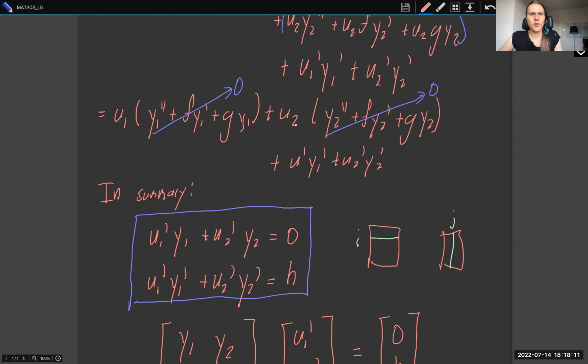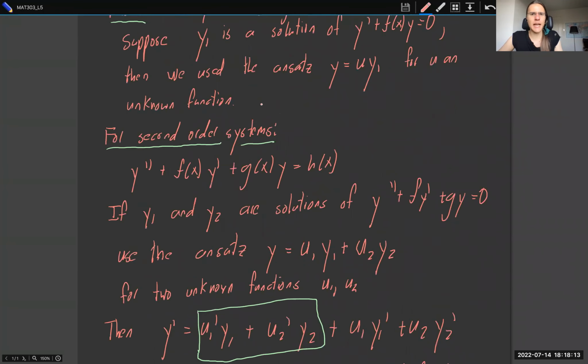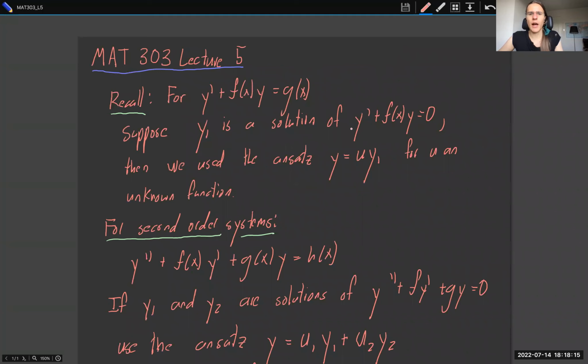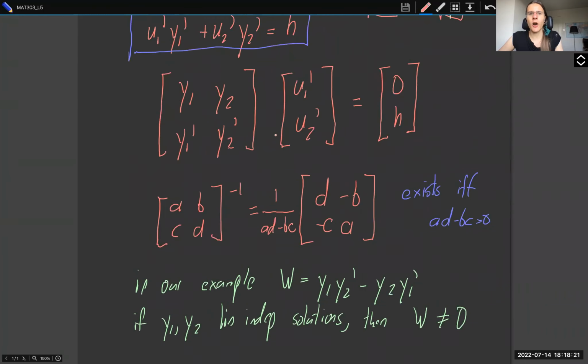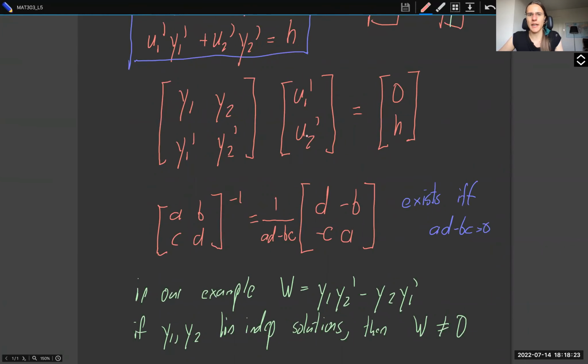And so never in this analysis did we actually assume that y1 and y2 were linearly independent. Well, the problem is that if we don't assume that they're linearly independent, then we're not actually able to solve for u1 prime and u2 prime. But if they are linearly independent, then this matrix is invertible. And so we do actually get an inverse.